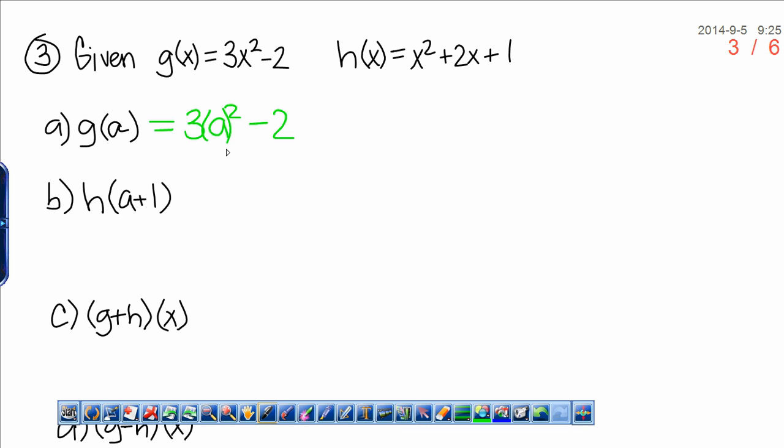Okay, let's look at B. h of a plus 1. So just like we plugged in a for x, what do you think we're going to plug in for x this time? a plus 1. So instead of x squared, it's going to be (a plus 1) squared plus 2 times (a plus 1) plus 1. Okay, very important that we remember this. How do we square a plus 1?